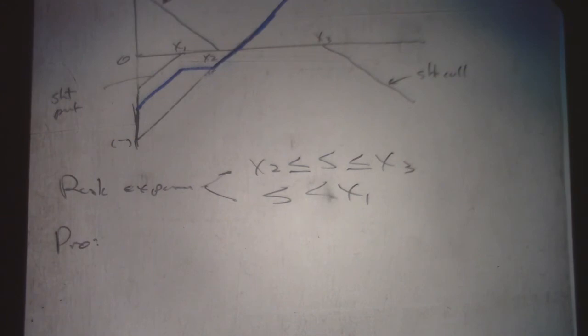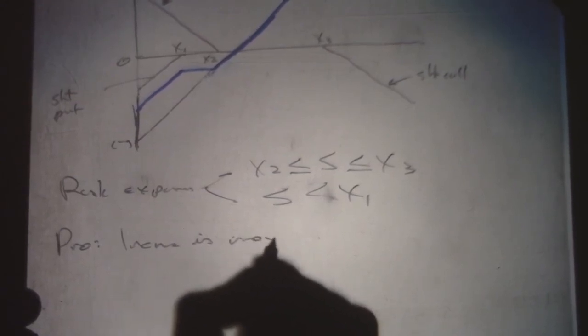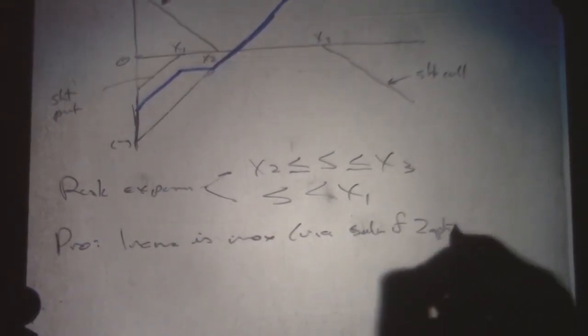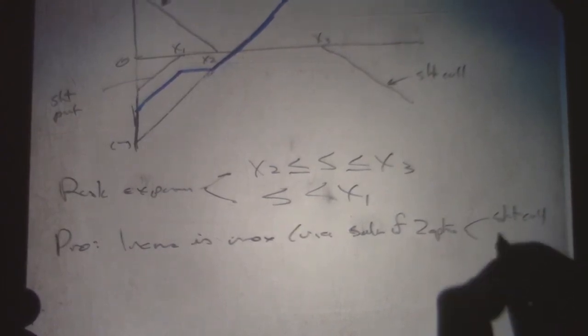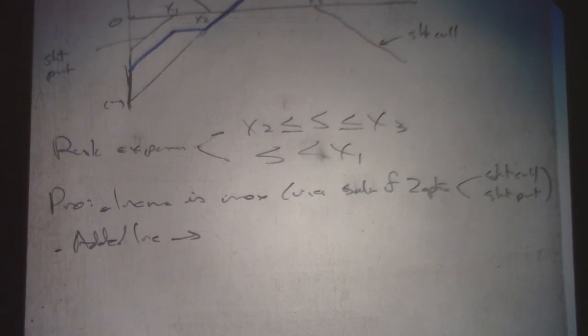What's the pro? Now you're getting income from two options. So income is maximized, via sale of two options, right? You got a short call and short put. And therefore, the added income can afford us a more attractive put.